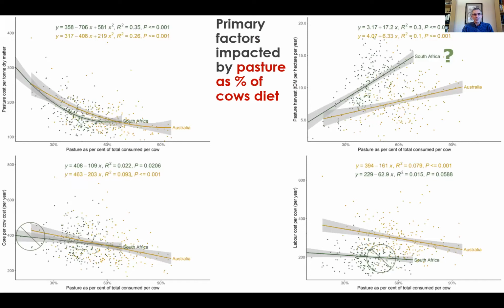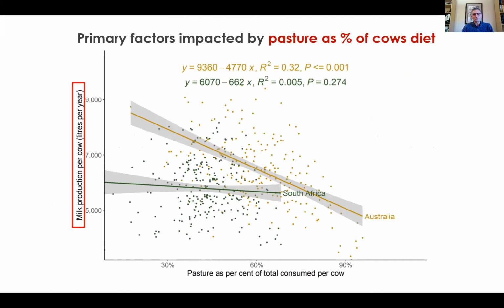So these are now the third set of four graphs. Again, the trends are generally consistent and strong, and still there is more. Although these final two graphs highlight the known negative impacts of increasing pasture as a percent of the cow's diet.